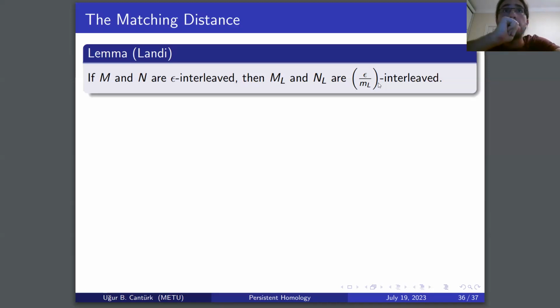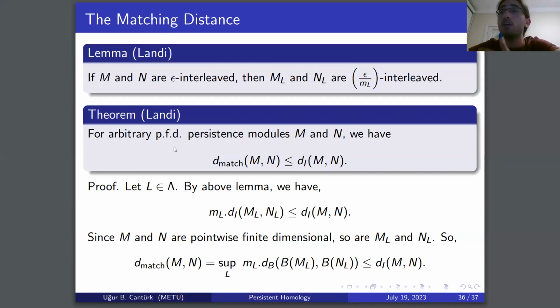And there are, I guess, one theorem and one lemma of Claudia Landi. She showed that if M and N are epsilon-interleaved, then the restricted ones, M_L and N_L, are epsilon over m_L interleaved. And the second says that for pointwise finite dimensional persistence modules, matching distance is always smaller than or equal to interleaving distance. So that says that matching distance is also stable. So this is something we want. And as a proof of this one, you can consider it like this.